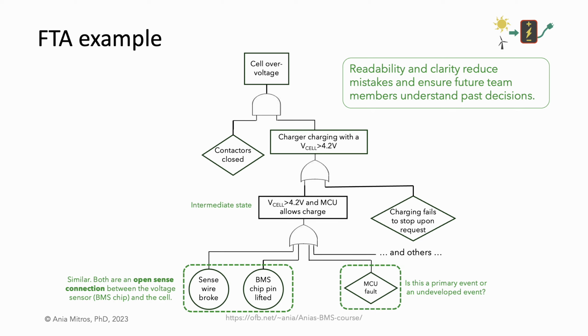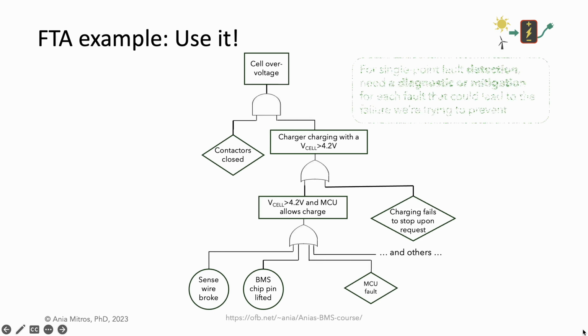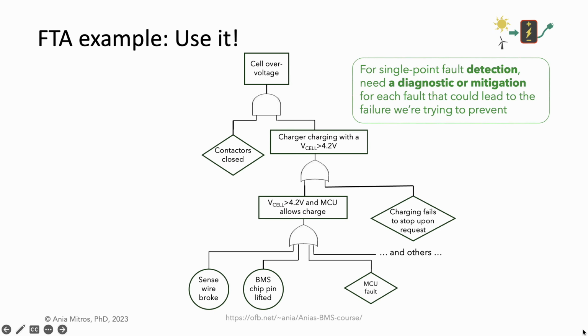Similarly, the microcontroller fault could be an undeveloped event, and we could go on to list primary causes such as ESD damage and a short on the power pin and latent failures and so on. Or we could just leave it as a chip fault and change the symbol to a circle and consider it a primary event. We didn't quite finish this fault tree, but we have enough that I can show you how to use it. For single-point fault detection, we need a diagnostic or mitigation for every fault that could cause the failure we're trying to prevent.